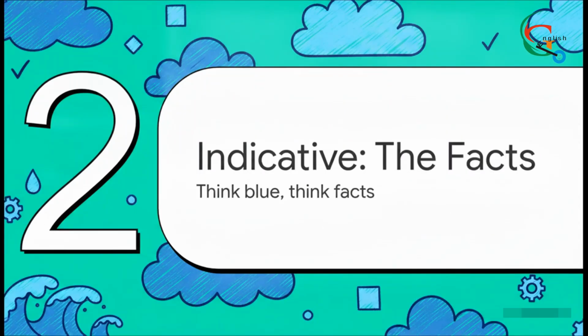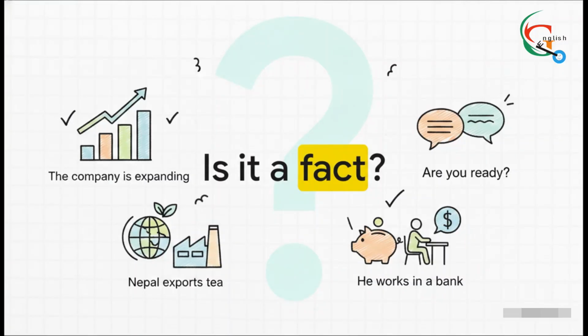Moving right along to Section 2, Indicative, just the facts. When you're doing your independent study and you're just looking at a sentence, the absolute primary question you need to ask yourself is simply this: is it a fact, or is it asking for a fact? Mentally label this one with the color blue. Think about everyday sentences. Nepal exports tea. The company is expanding. Are you ready?